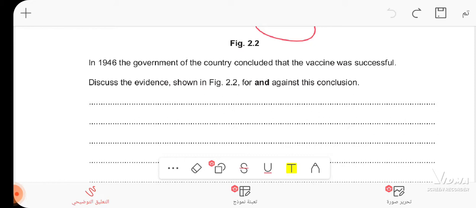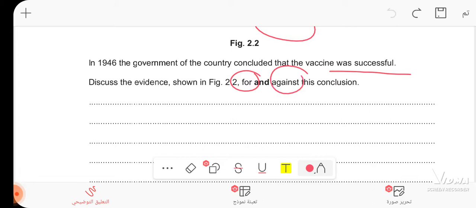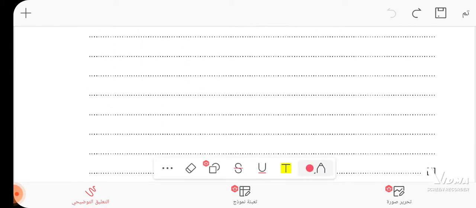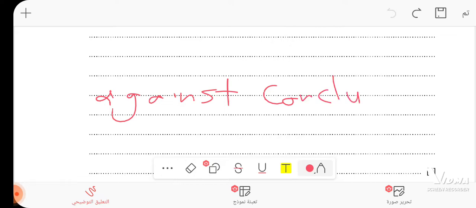In 1946, the government of the country concluded that the vaccine was successful. 1946. Okay, discuss evidence shown in figure 2.2 for and against. Remember, for and against. So we'll write or discuss two reasons for and against. So agree with the conclusion, and we write two things against the conclusion to have the full mark.